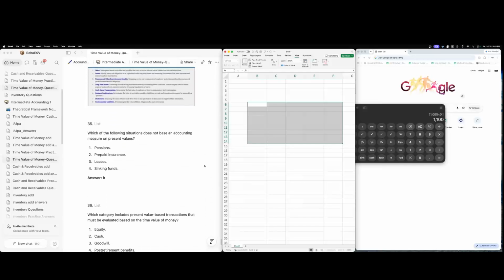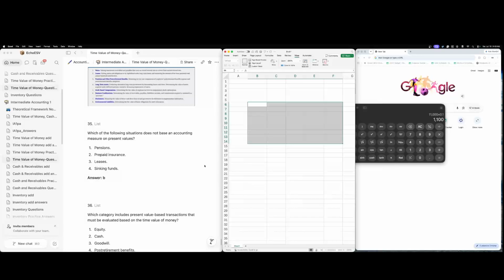Which of the following situations does not base an accounting measure on present value? Pensions, prepaid insurance, leases, sinking funds. Pensions do have a present value because pensions have an interest rate; a lot of times pensions are invested in the stock market, so they could have a present value and a future value.